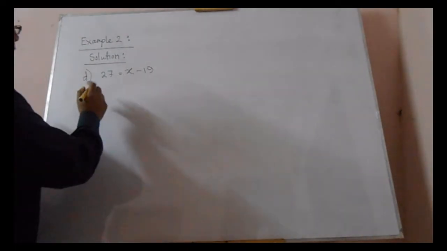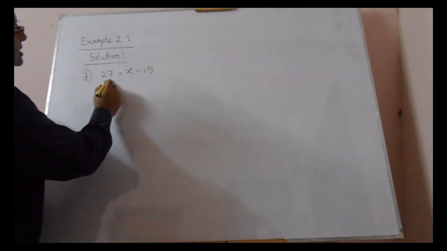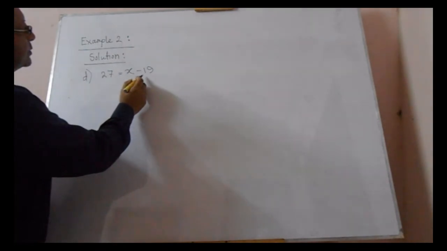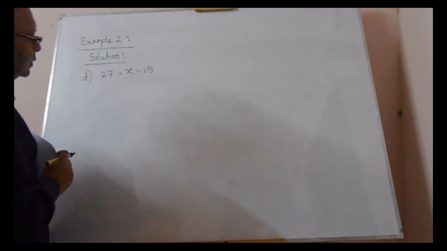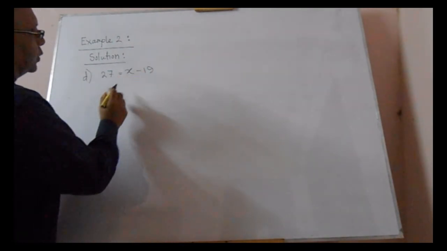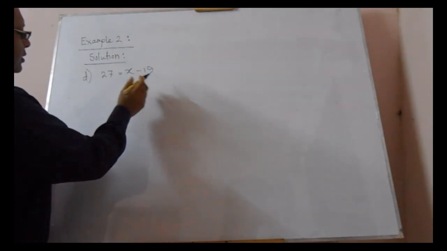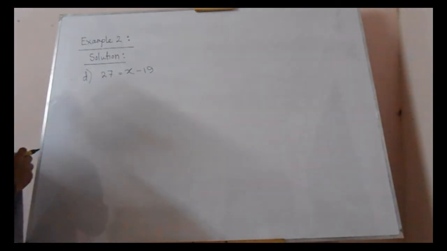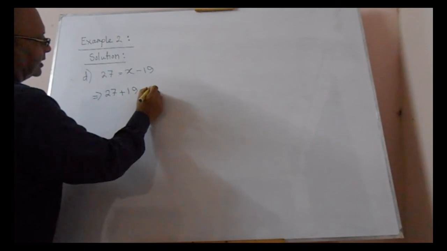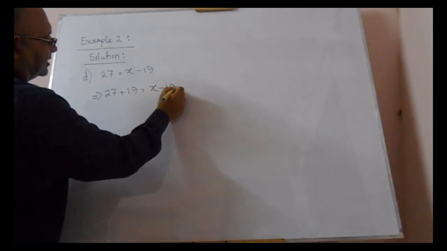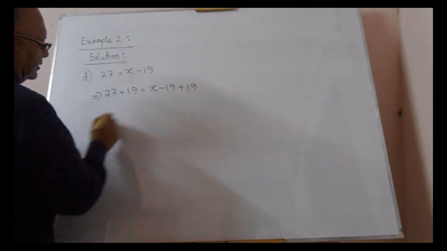This is part D of example 2. We have 27 equals x minus 19. We'll solve for the variable x. So to remove negative 19, we'll add 19 on both sides of this equation. So 27 plus 19 equals x minus 19 plus 19.